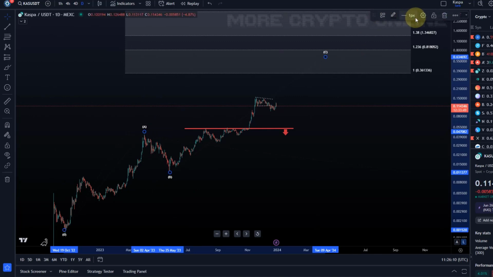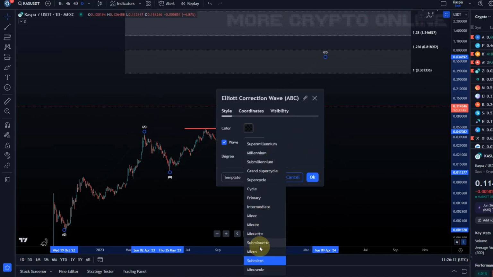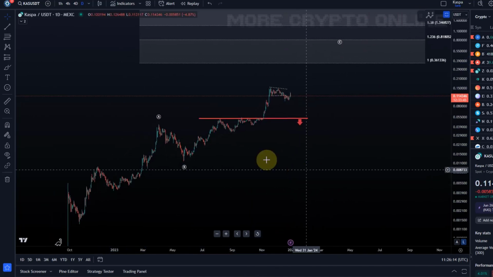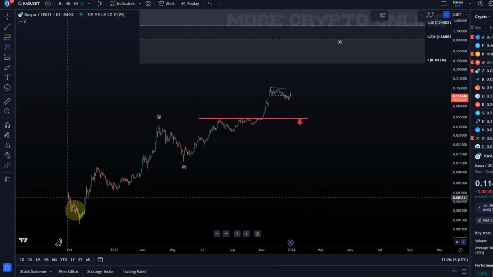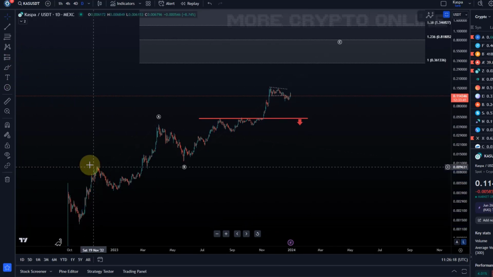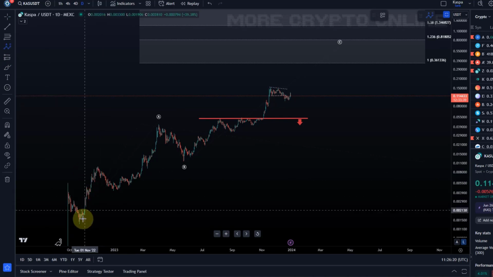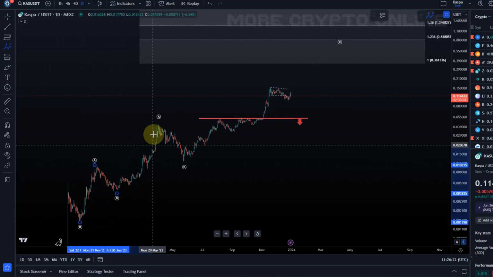let me change the wave degree of this actually. So lift it up one wave degree. And then within the A wave, also we have an ABC structure. It's a very clear 3-wave move.